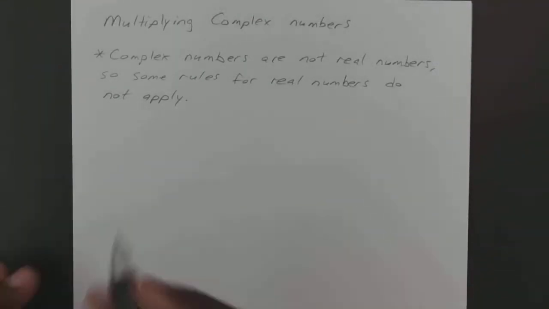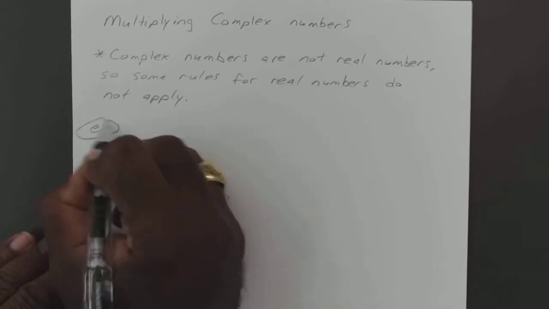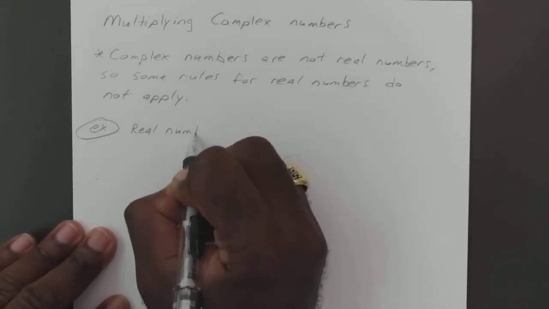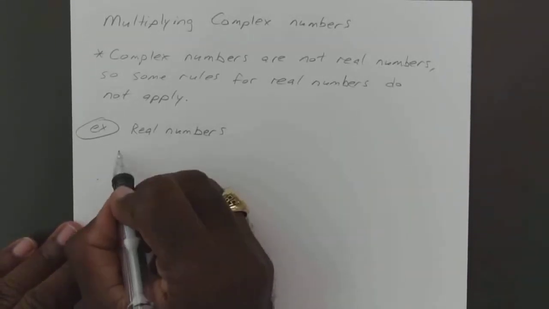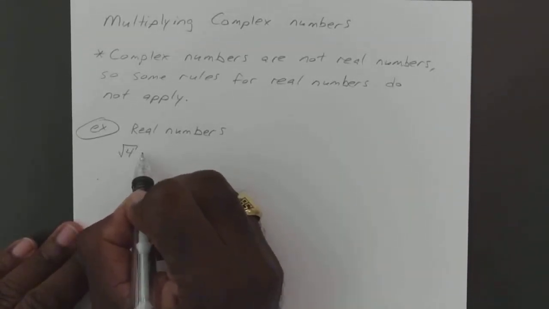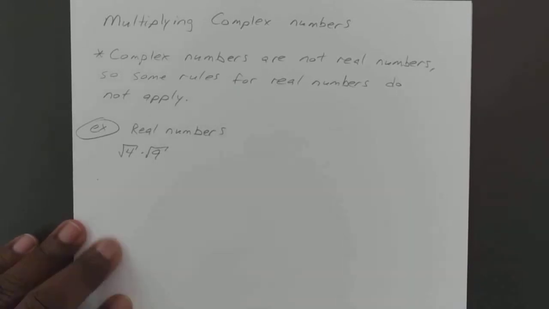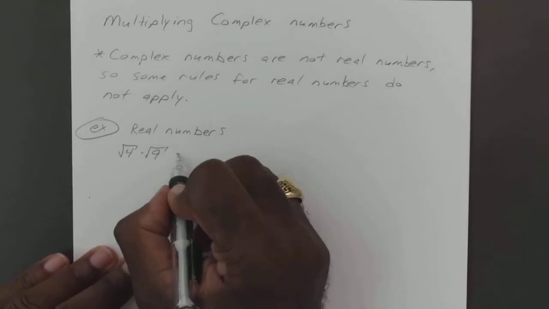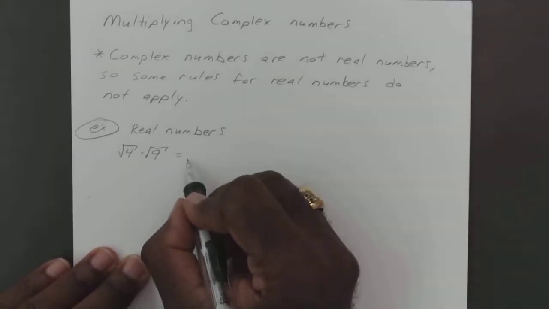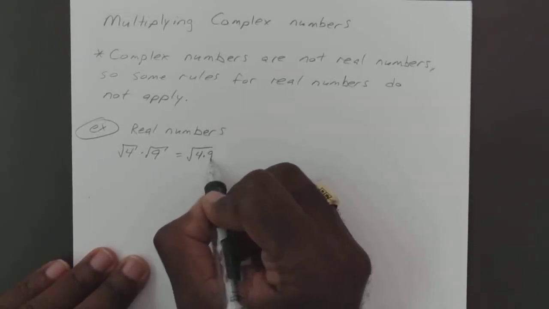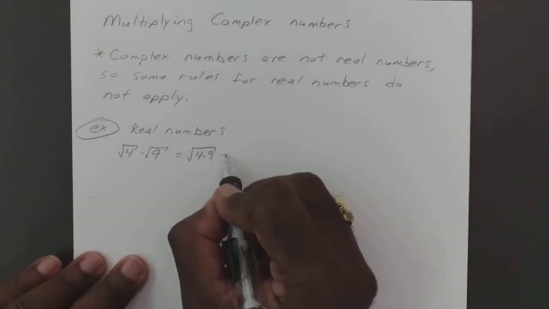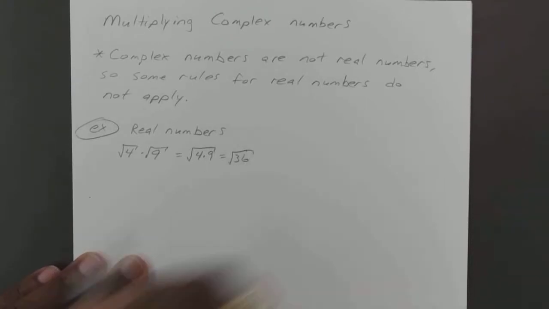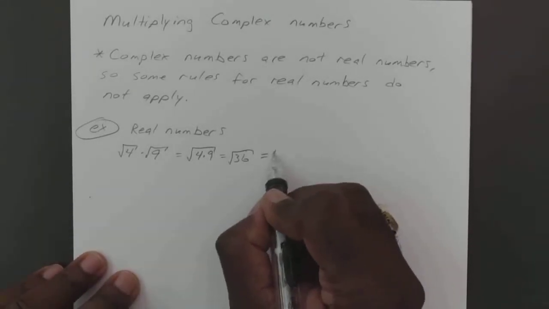Okay. So, for example, for real numbers, you can have square root of 4 times square root of 9. You can just bring them together. So that's square root of 4 times 9, which equals square root of 36, which is 6.